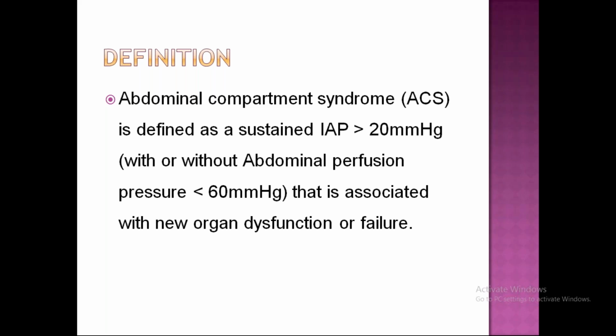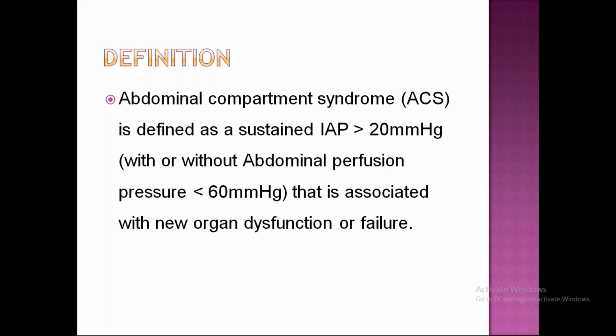ACS, abdominal compartment syndrome, is defined as a sustained intra-abdominal pressure of more than 20 mmHg, with or without abdominal perfusion pressure less than 60 mmHg, that is associated with new organ dysfunction or failure.